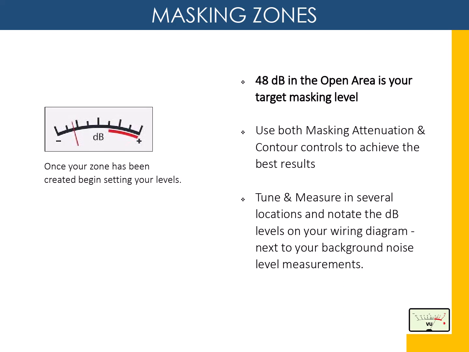48 decibels in the open area is your target masking level. Use the same measuring techniques employed earlier while we were taking measurements of the background noise levels. Use both masking attenuation and contour controls to achieve the best results. It is very important that you tune and measure in several locations and notate those decibel levels on your wiring diagram. Typically, I will place these numbers next to the background noise level measurements made earlier.